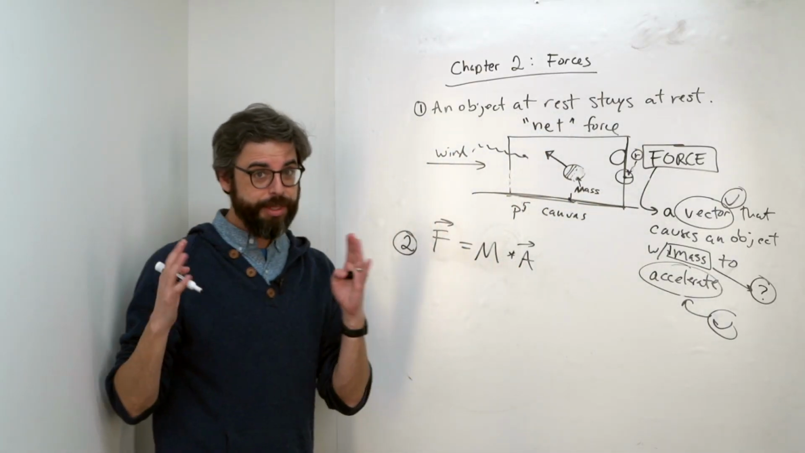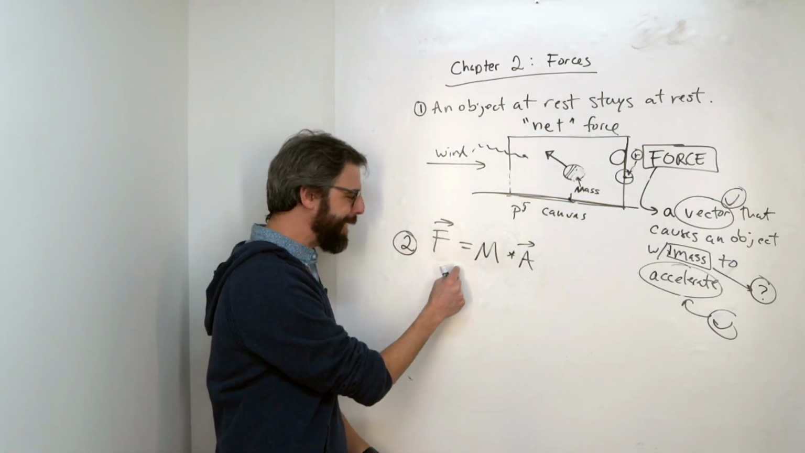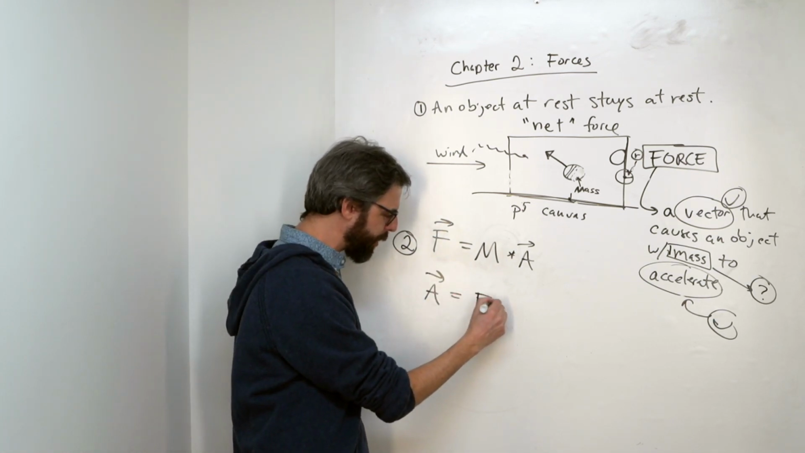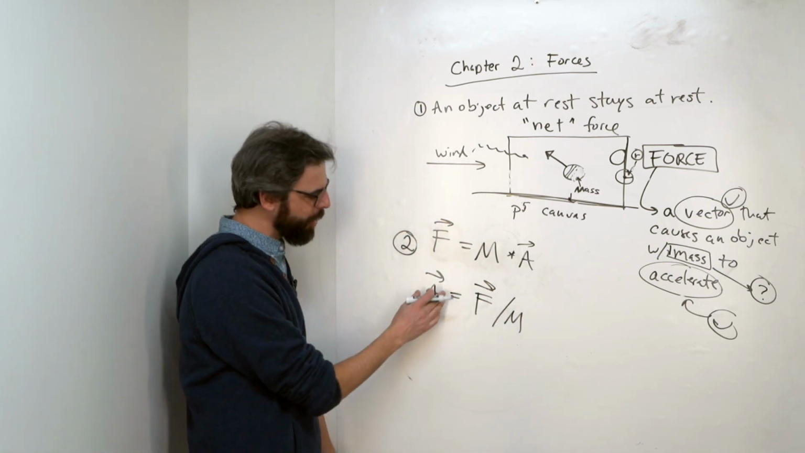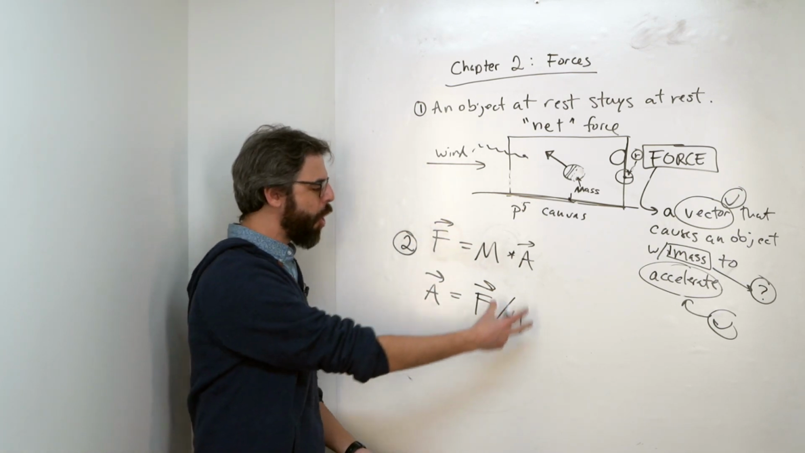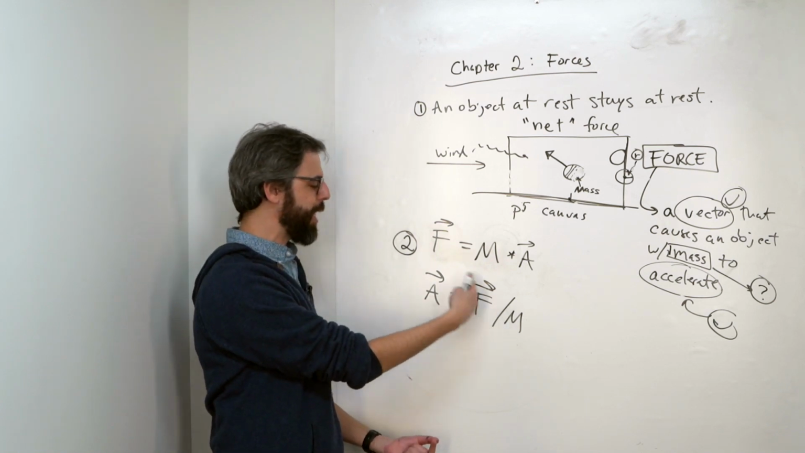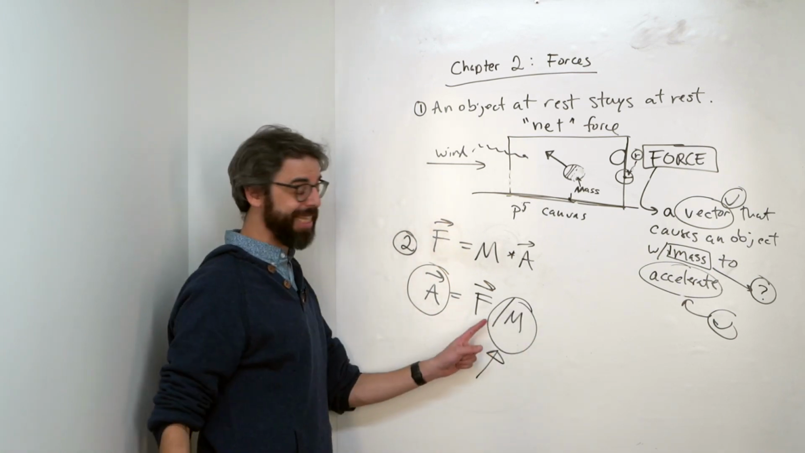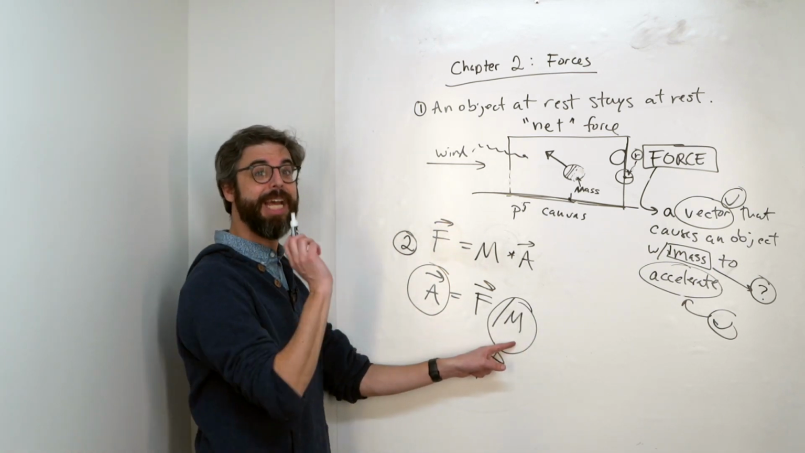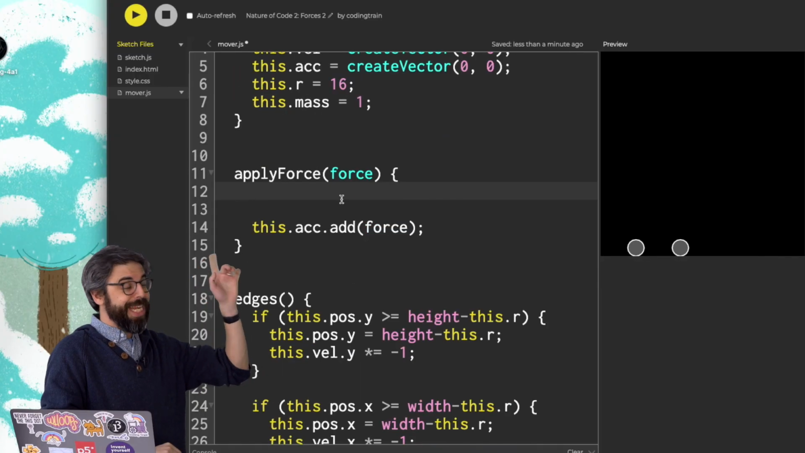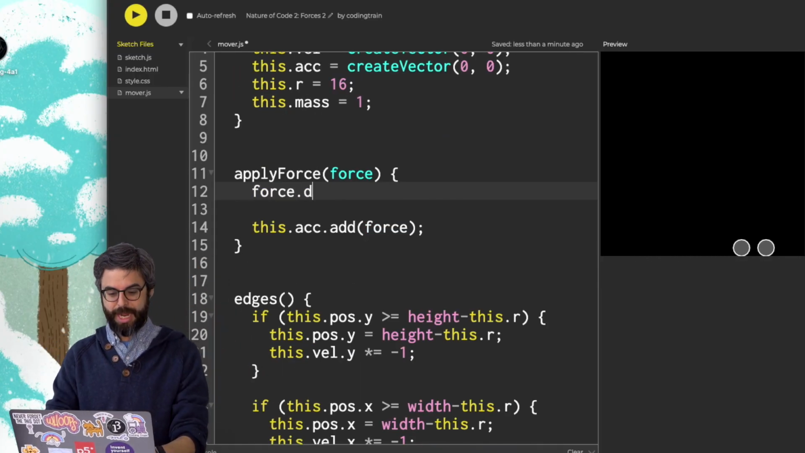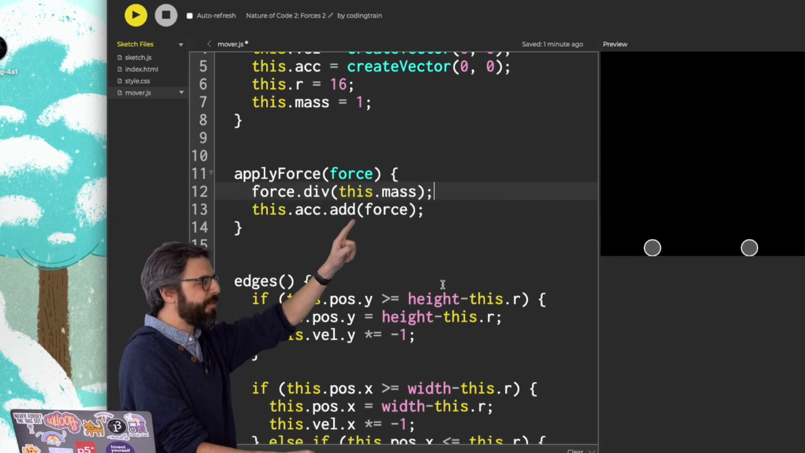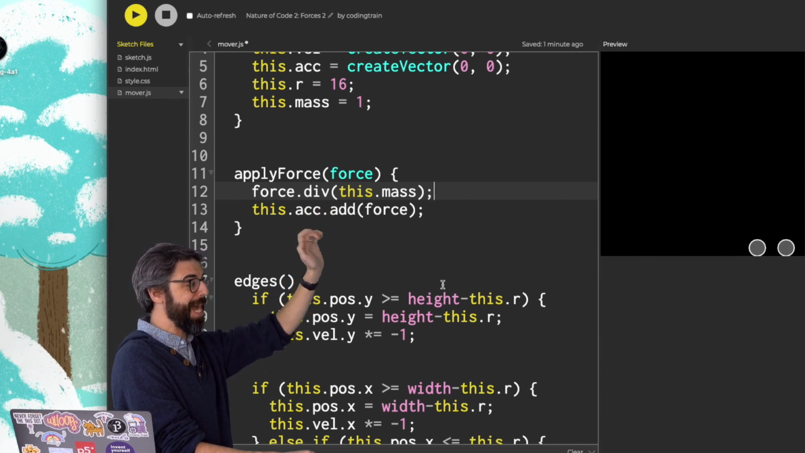And the reason why I want to do this is, remember, Newton's second law, force equals mass times acceleration, or restated as acceleration equals force divided by mass. And remember, the way that I'm implementing this is all of the forces divided by mass are being accumulated into the object's acceleration. So first and foremost, I need to incorporate this divide by mass into my apply force function. Right here, I can then say force.div(this.mass). Before I add the force into the acceleration, divide by mass.